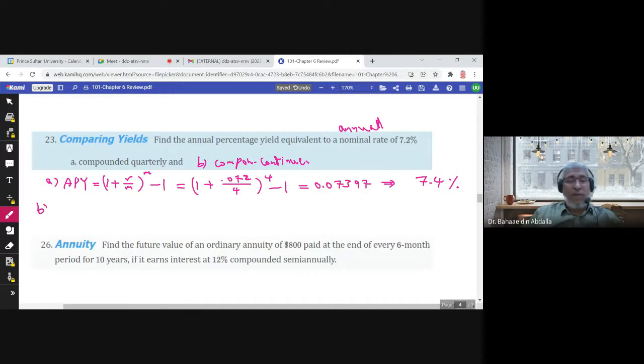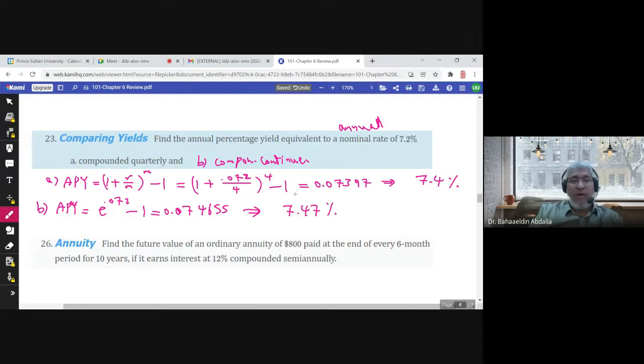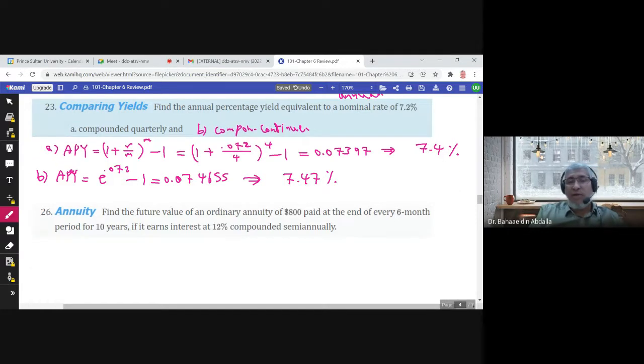Okay, while in part B, compounded continuously, it is e to the power r minus 1. And by the calculator, this is 0.074655. So it is 7.47%. Okay, so the annual percentage yield of compounded continuously is of course better than the annual percentage yield of compounded quarterly.